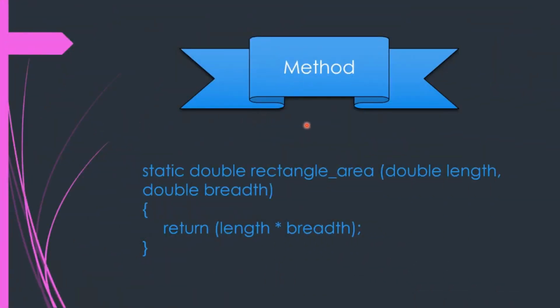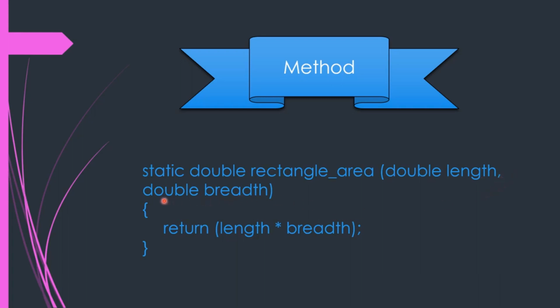Now this is the method that we are going to write and here you can see first of all it is written static. We will be discussing about what is static. First of all let us discuss the remaining part. Double rectangle area. Double is the data type. Rectangle area is the method name. After it, in the round brackets, as we have discussed, we provide the parameters list and the parameters which are length and breadth. They both have the data type double and they are separated by comma.